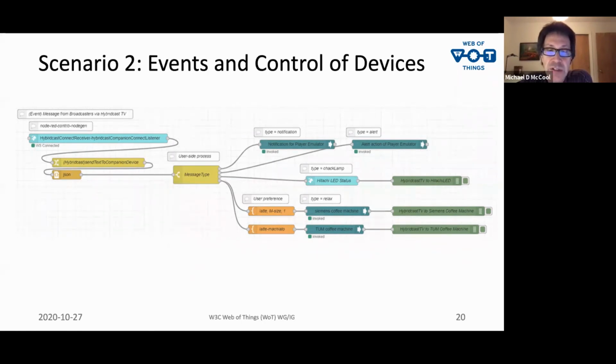And so this is actually in the actual mashup, it was an online plugfest. So it was actually a hybridcast receiver in Japan triggering coffee being made in Germany.